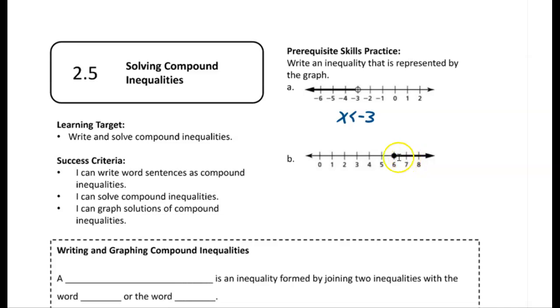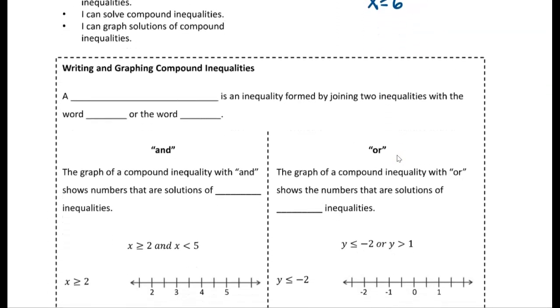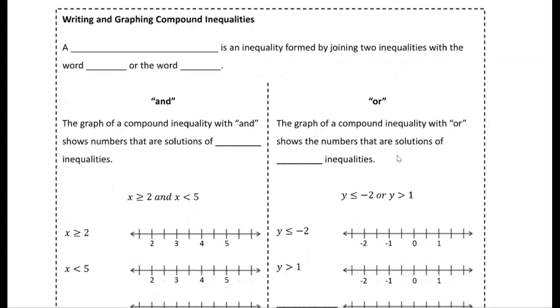Same thing with this one. Go ahead and try this real quick. All right, it has a closed circle at 6 and opens to the right. That's greater than or equal to. So x is greater than or equal to 6. So we're going to use those skills that we've learned in 2.1 to 2.4 in today's section.